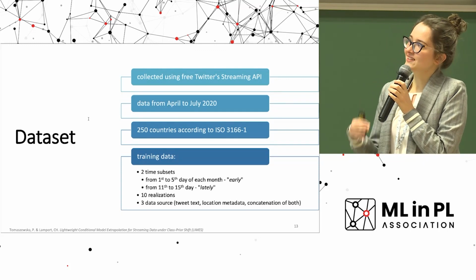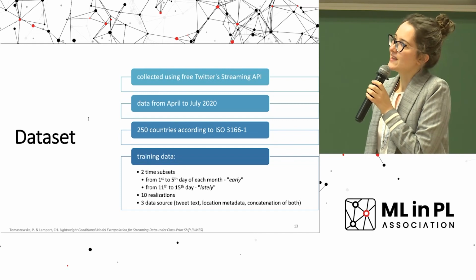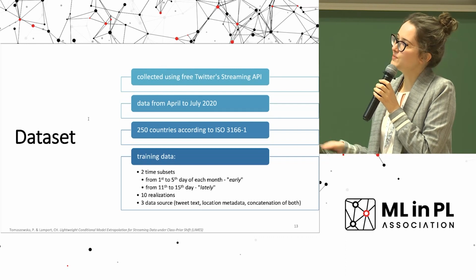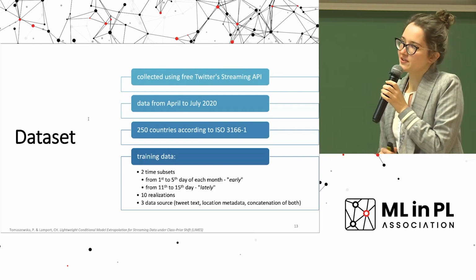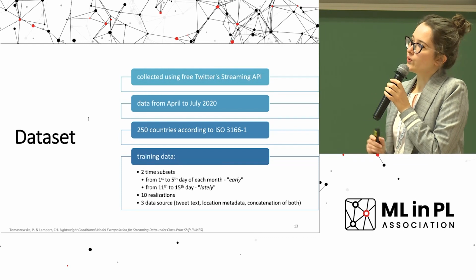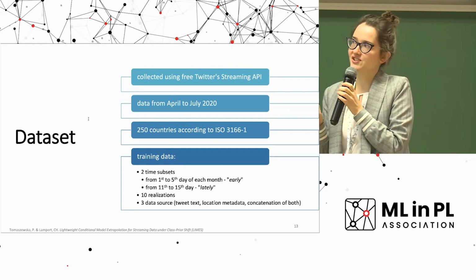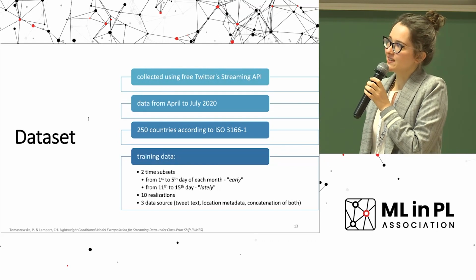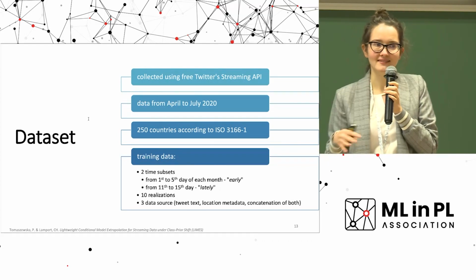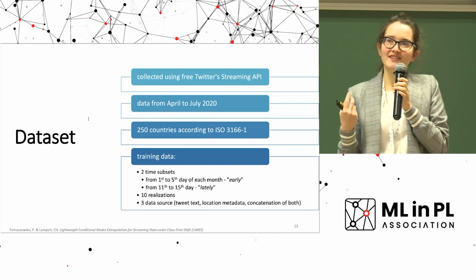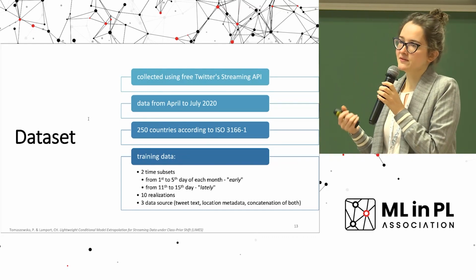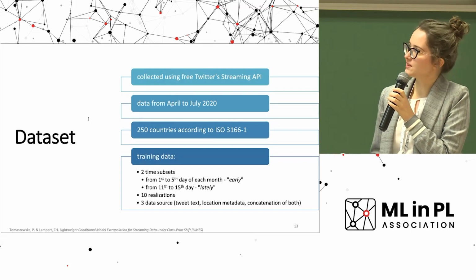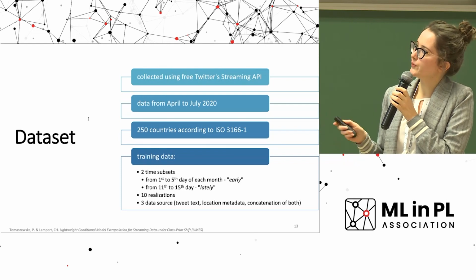And also we wanted to later assess what is the uncertainty and the error of the model. And moreover, we evaluated 3 different data sources. As an input, we used just the text of the tweet. So that was one scenario. In another one, something that is called location. This is metadata that we have from Twitter, but this is not something that can be easily mapped to the countries. And also concatenation of both.